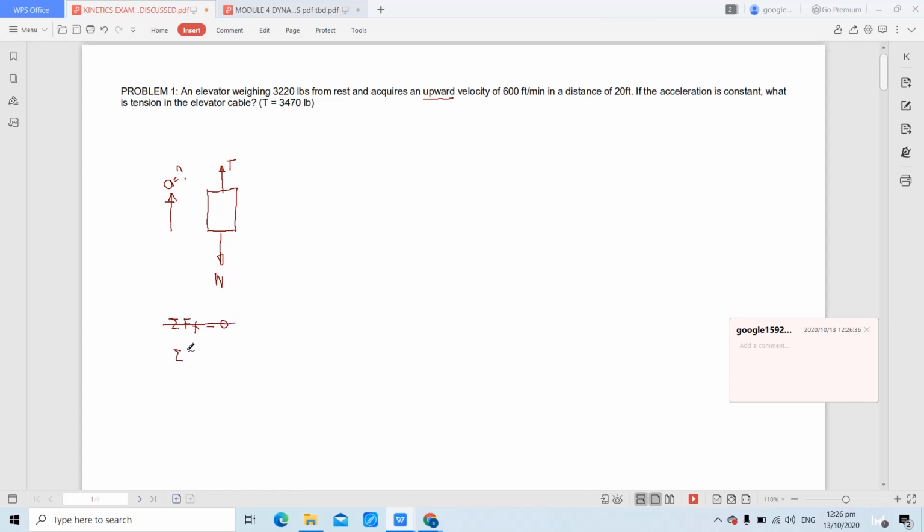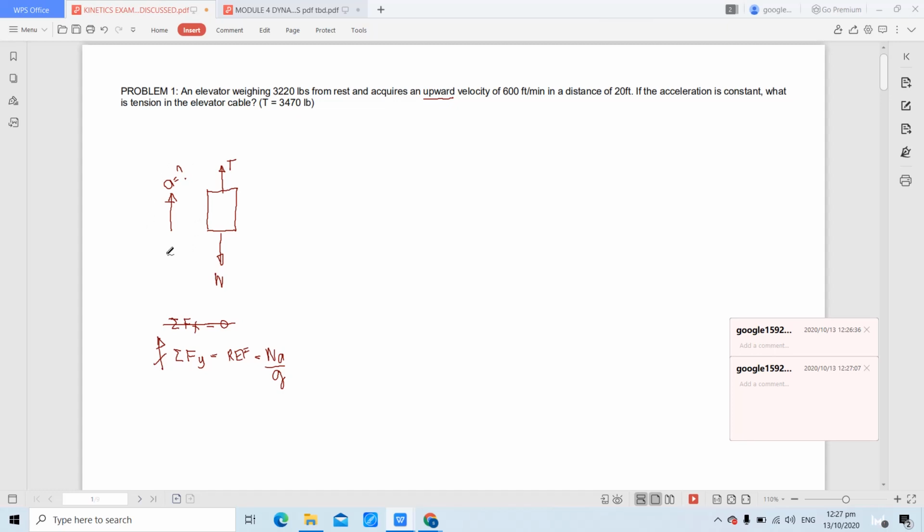Now, if we consider the summation of forces along y, that will be equivalent to the reverse effective force. Why? Because the motion is vertical. Where the motion is, there is our reverse effective force, and that is equivalent to WA over G. Where the motion is upward, all upward forces are positive and all downward forces are negative, according to the given motion.